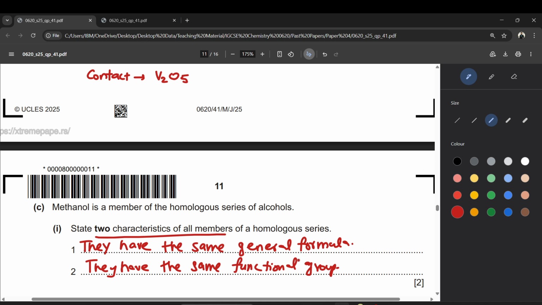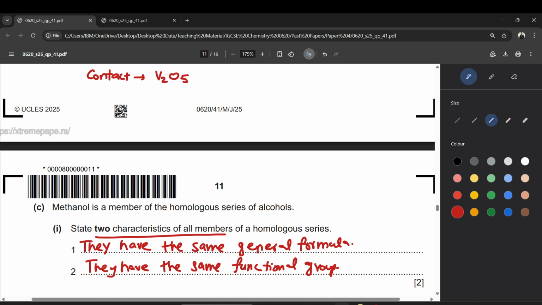Okay, there are three more that you can write. We can also say that they have similar chemical properties. We can also say that two consecutive alcohols will differ by a CH2 group, and that members of the same group show trends in physical properties like boiling point. But to be very honest, the first three that I mentioned, the same general formula, same functional group, and similar chemical properties, are the most relevant and the top three answers. So these ones have the highest priority. The rest you should know, but do not use them as your first answers. That's my recommendation.